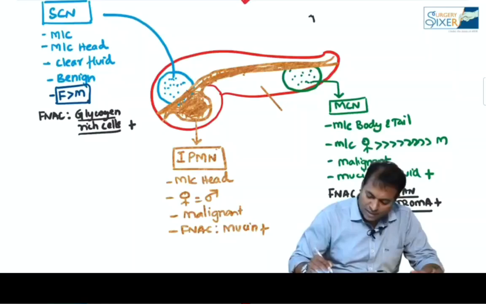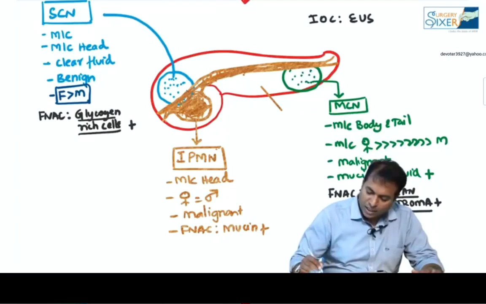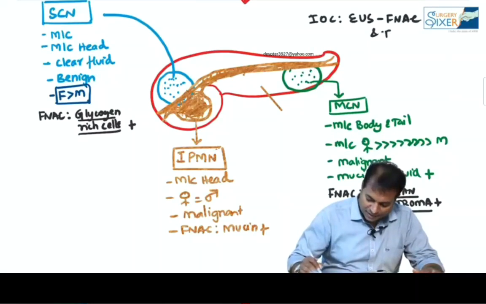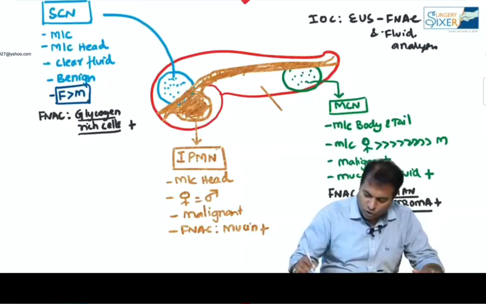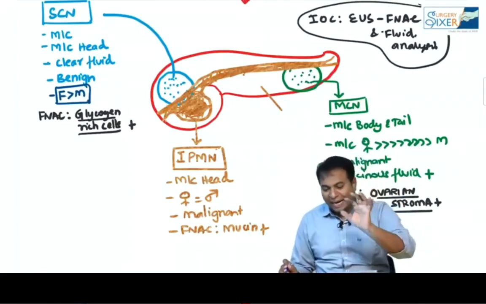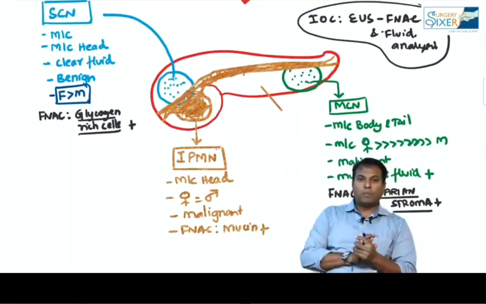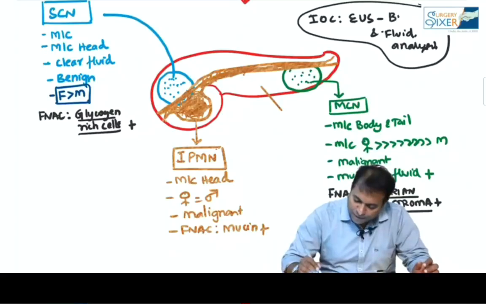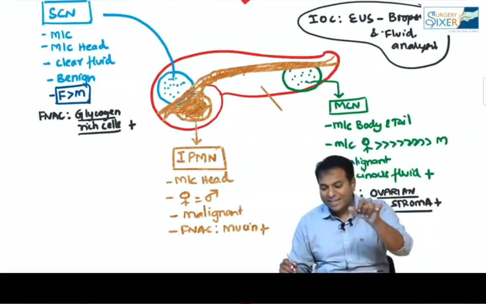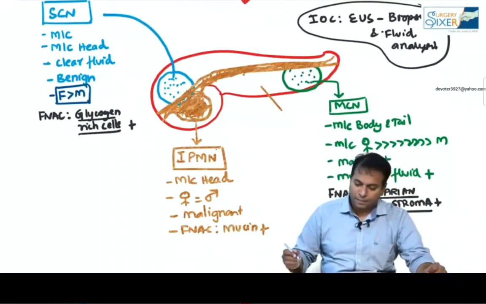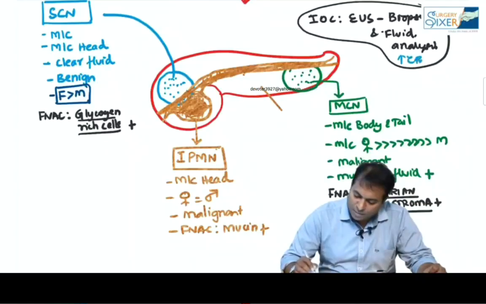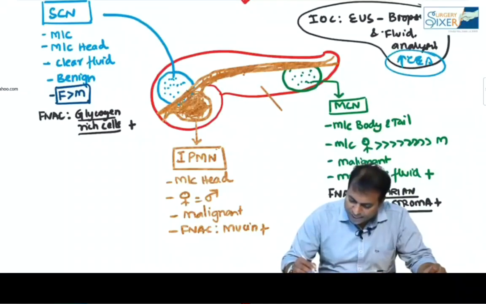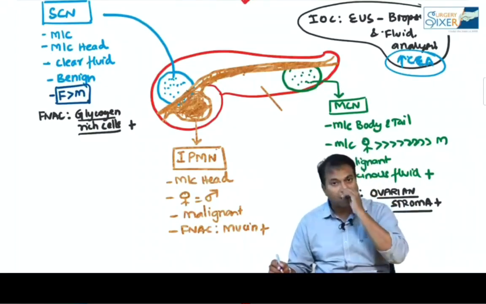The investigation of choice for all of these is EUS-guided FNAC and fluid analysis. We can even take a biopsy: endoscopic ultrasound guided, through the stomach we go inside, take a biopsy, and send the fluid for analysis. The fluid will have increased CEA. So please remember, one important method to differentiate these from pseudocysts is that these cases will have increased CEA in the fluid.